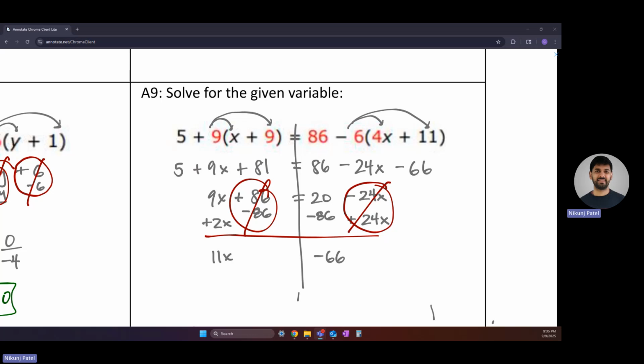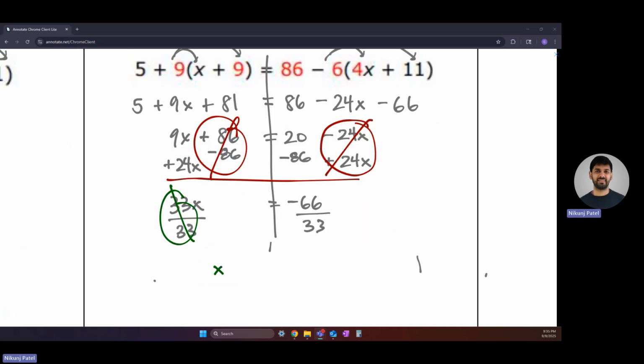And I think I just caught a mistake here. You probably already noticed it as well. I did plus 2x earlier here, or 24x. I did plus 2x here. I should have done plus 24x. So that turns into 33x equals, divide by 33, divide by 33. Those cancel. We end up with x equals -2 as our answer.